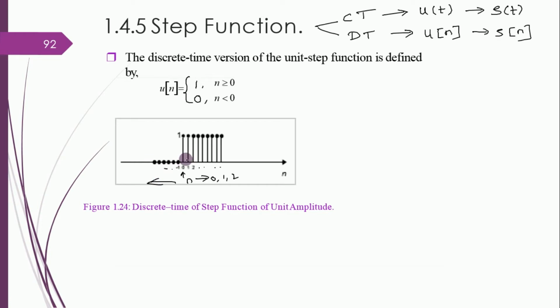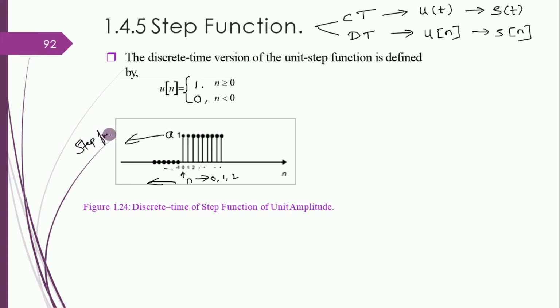Why is it called a step function? Because at 0 it looks like a step, hence we call it a step function. Up till 0 it stays at 0. Once it reaches n equal to 0, it takes a step of amplitude 1, hence it is called a step function. If the amplitude is any value, any positive value A, then we call it a step function.